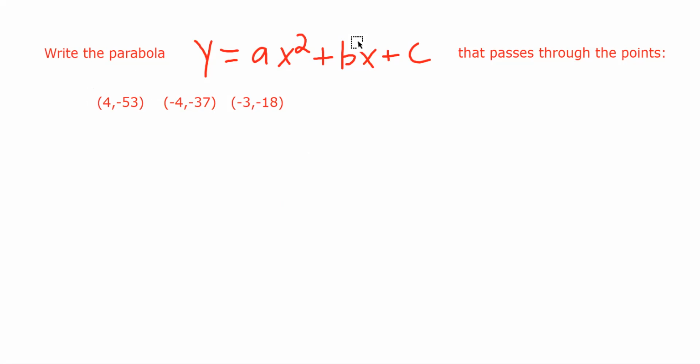Wait a minute. What in the world? What does this have to do with systems of equations that we've been solving so far? Well, Pilgrim, I'll tell you what it has to do with systems of equations.